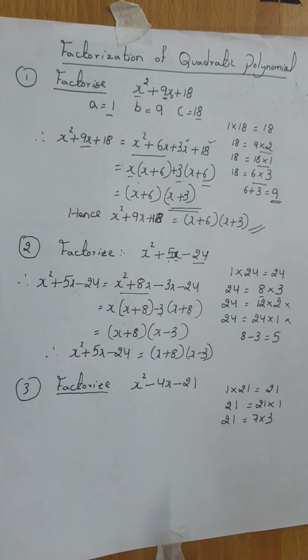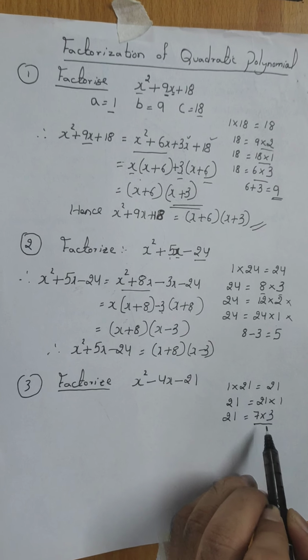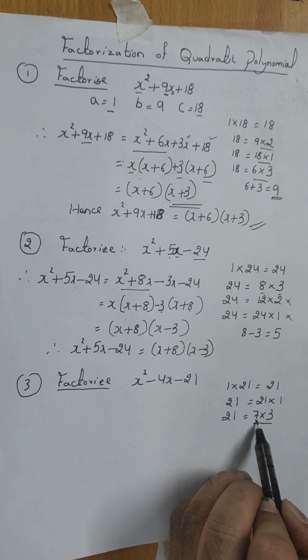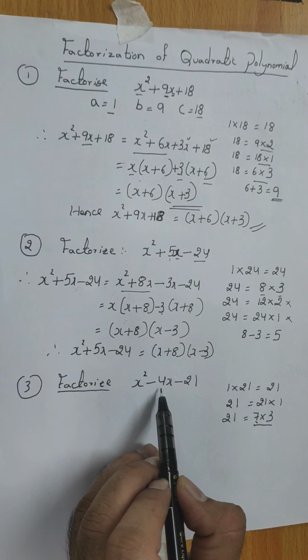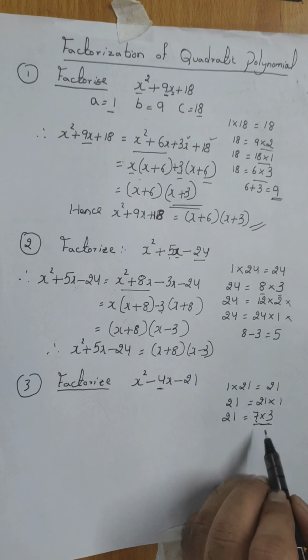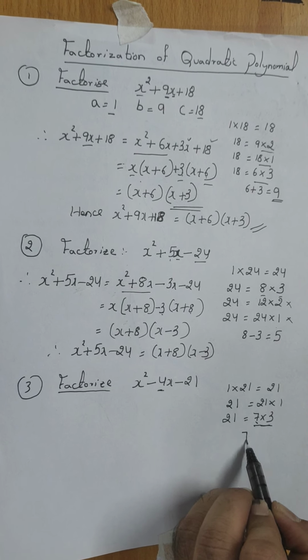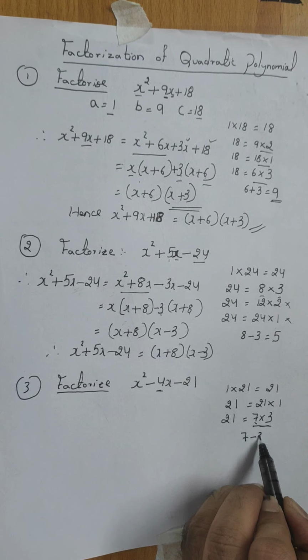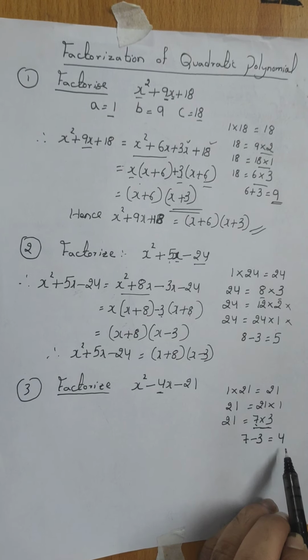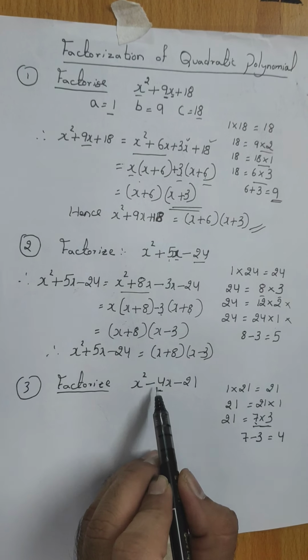See what I told you. Take two factors of 21, and after adding or subtracting, I should get the middle one. The middle one here is minus 4. Yes, this is possible, because 7 minus 3, I am getting 4 here. But this is not right, because I need minus 4 here.